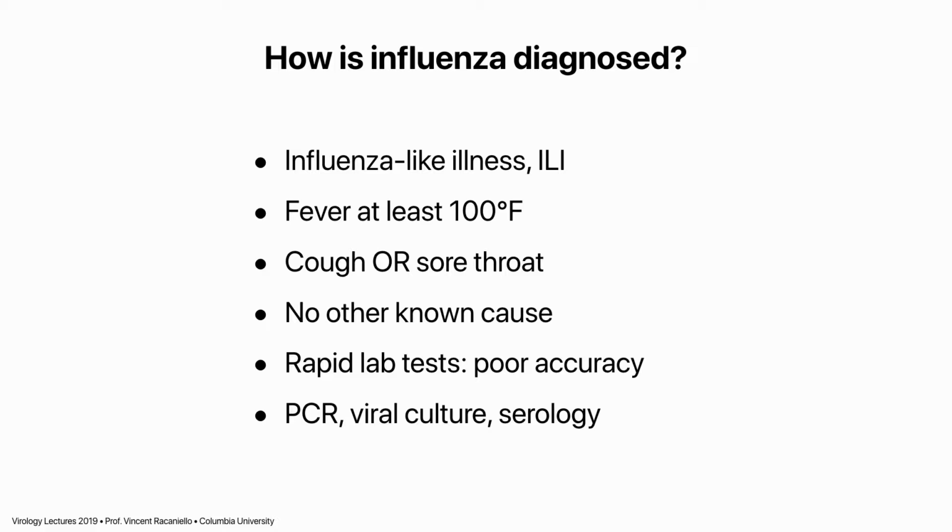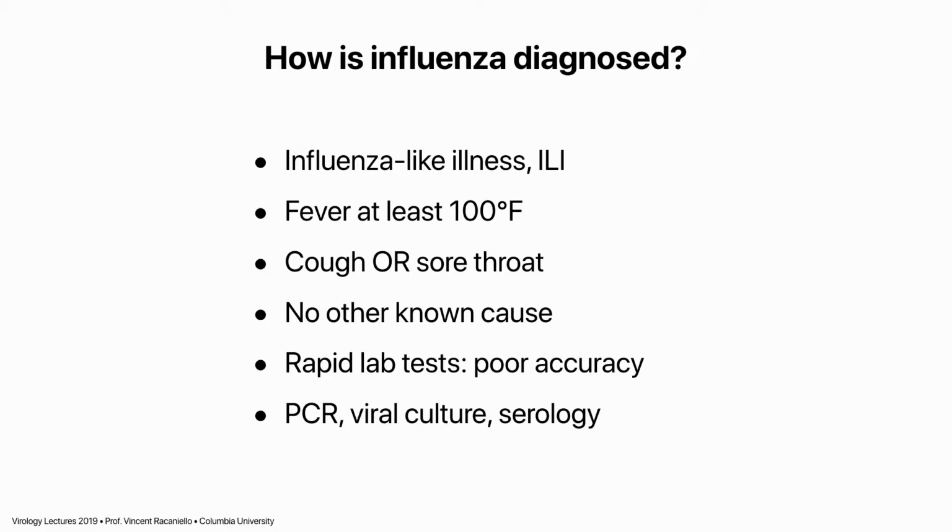There are rapid lab tests, but their accuracy is not very good. Better accuracy is to do PCR or viral culture or serology, but of course those take time, and if you want to take an antiviral for flu, you need to know you have flu within a day or two, otherwise an antiviral is not going to help you.